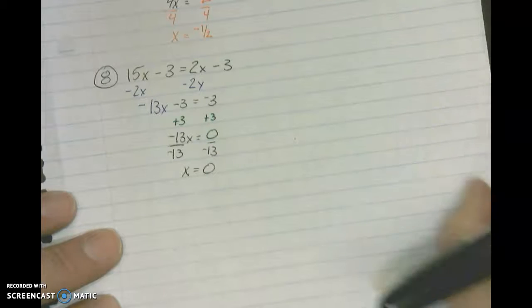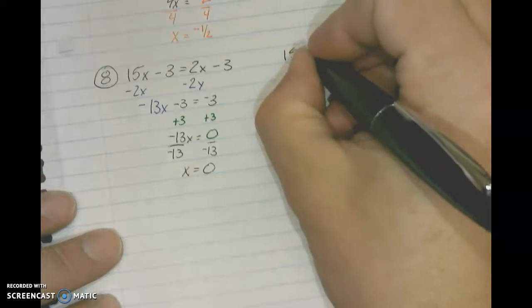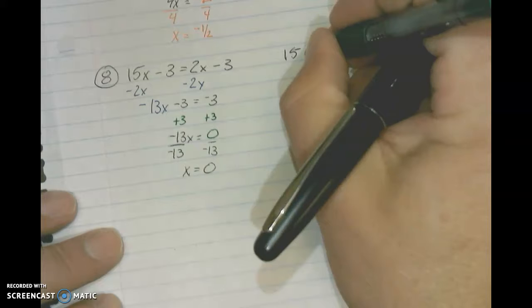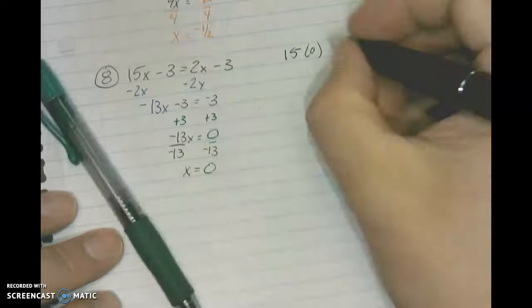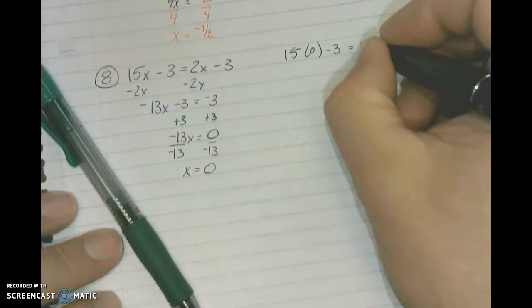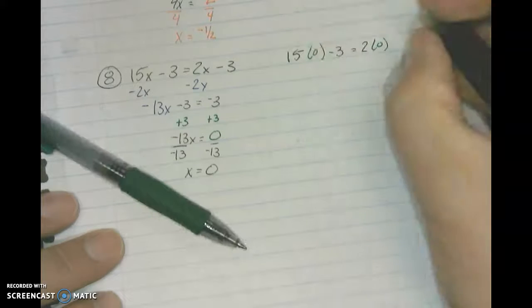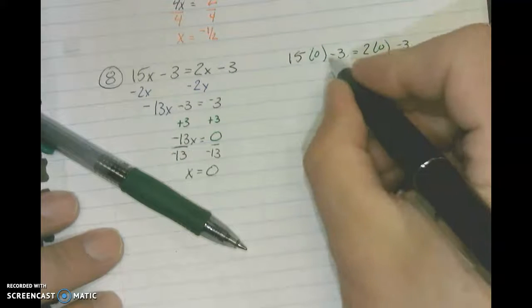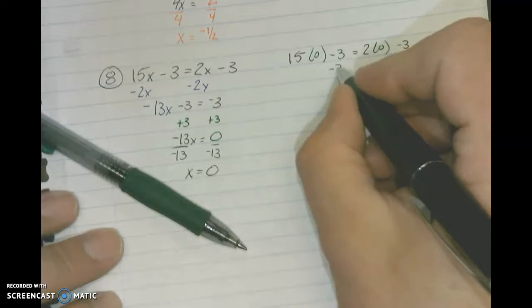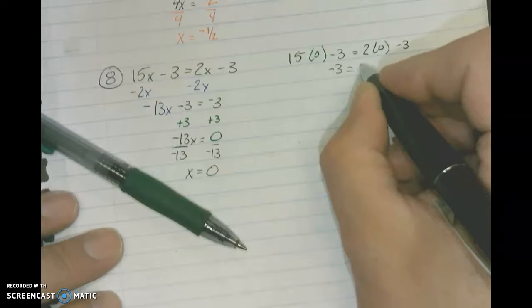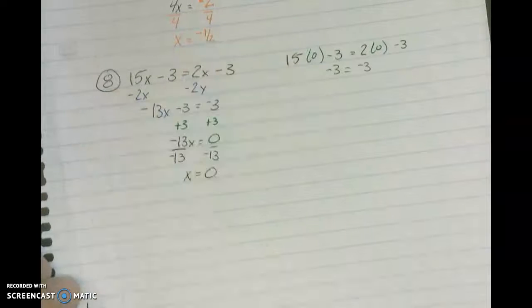So then we're going to come back here. We're going to go 15 times 0 minus 3 is equal to 2 times 0 minus 3. So that's 0. So that leaves me with negative 3. That's 0. That leaves me with negative 3. So then I know that I am good.